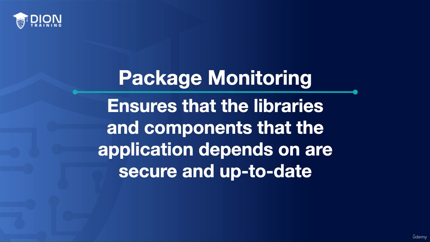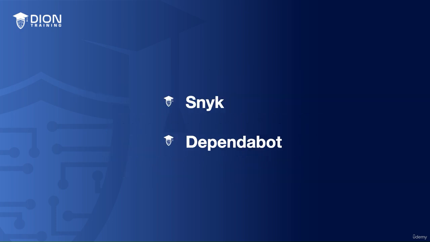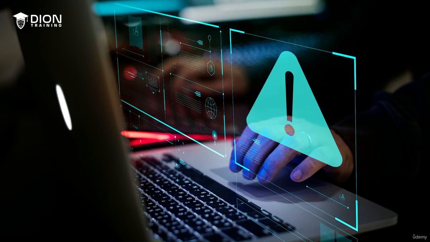Now, the final technique we need to talk about that's used in application security is known as package monitoring. Package monitoring ensures that the libraries and components that your application depends on are secure and up to date. Now, there are many tools available to conduct package monitoring, including things like Snyk and Dependabot, which are used to continuously scan your application's dependencies and then alert your developers to any known vulnerabilities that may exist inside of those dependencies so they'll be able to mitigate those before an attacker discovers them and exploits them.